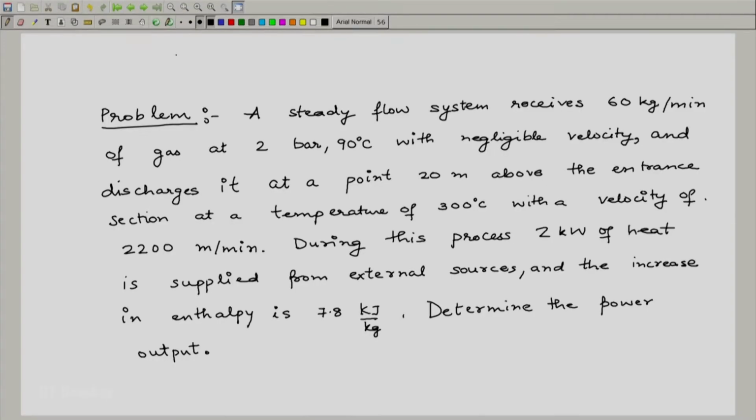A steady flow system receives 60 kilogram per minute of gas at 2 bar, 90 degrees centigrade with negligible velocity and discharges it at a point 20 meters above the entrance section at a temperature of 300 degrees centigrade with a velocity of 2200 meters per minute. During this process, 2 kilowatt of heat is supplied from external sources and the increase in enthalpy is 7.8 kilojoule per kg. Determine the power output.